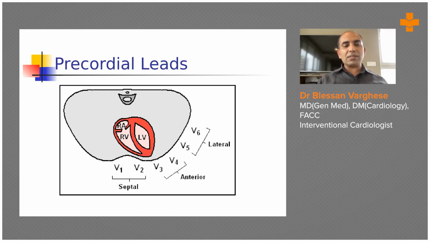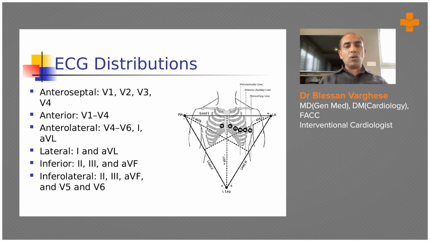The chest leads are from V1 to V6. When you take an ECG, you have to place these chest leads in the right positions. Starting from V1 on the right side of the precordium, then V2 on the left side of the precordium, then V3 in the midclavicular line, V4 in the anterior axillary line, V5 in the mid-axillary line, and V6 in the posterior axillary line. V1 and V2 are in the intercostal spaces. You have to place the leads in the correct positions, and only then will you get a normal ECG. This is how the precordial leads are represented.